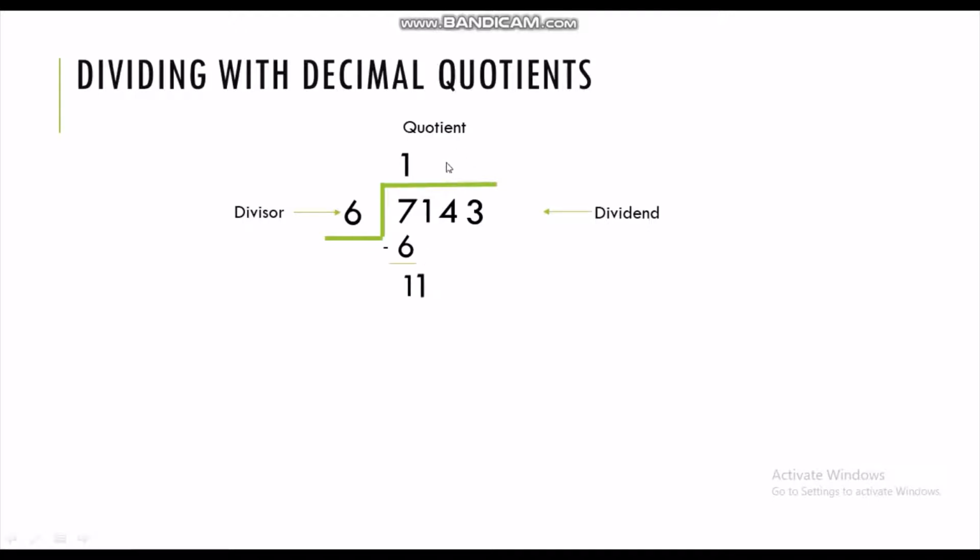We have 11. What is the number? When we multiply it by 6, we get 11 or almost 11. We know that 1 times 6 is 6. 2 times 6 is 12. 12 is more than 11, so I cannot take it. I cannot take 2 or 12. So I'll go for 1 times 6, which is 6. And now 11 minus 6, we need to subtract, right? 11 minus 6 is 5. Drop the next digit down, which is 4.